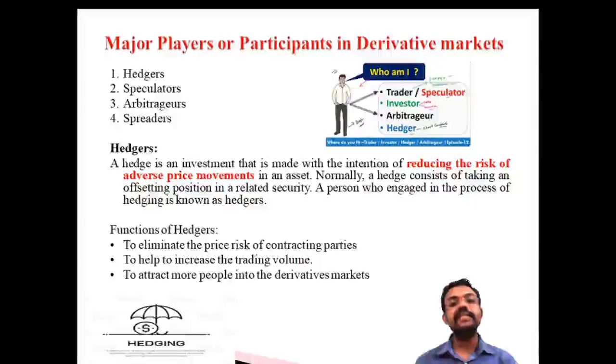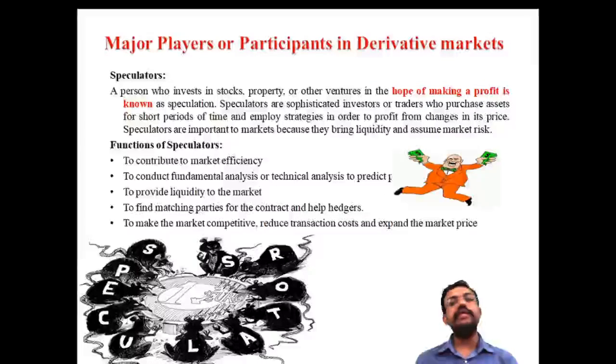And who is a hedger? A person reducing risk in the transaction is engaged in hedging, and the person engaging in the process of hedging is known as the hedger. The first category of person is the hedger, and another one is speculators. Speculators are in it for making profit.